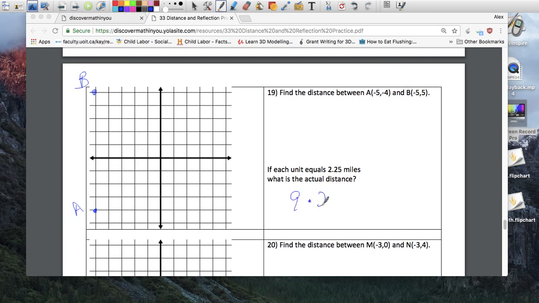I'm going to multiply that by 2.25, and I'm going to get a certain number. But just to show you the absolute value, here's A, negative 5 and 4.